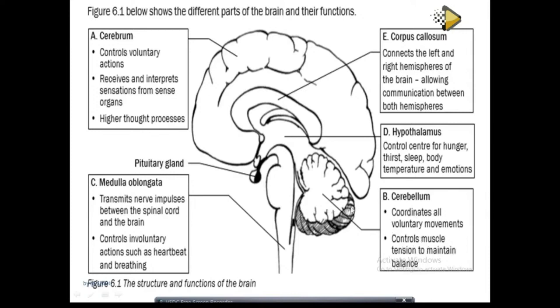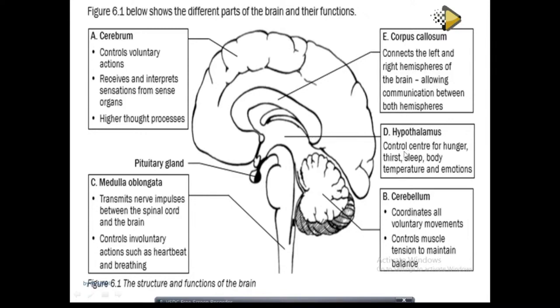So balance is being controlled by the cerebellum. So it is not advisable to hit a student or a kid behind the head, because the kid might lose balance. And then also we have the hypothalamus.